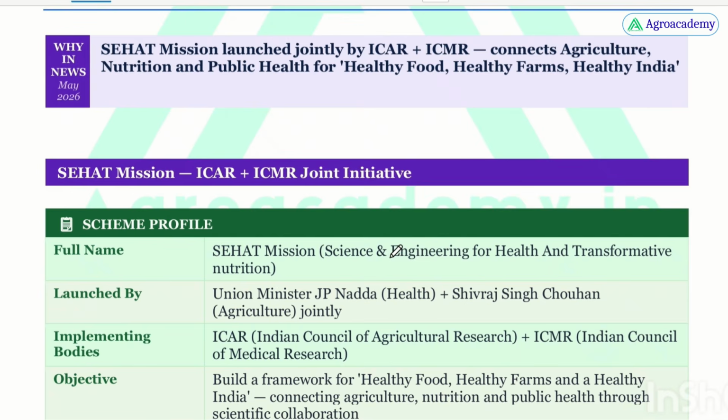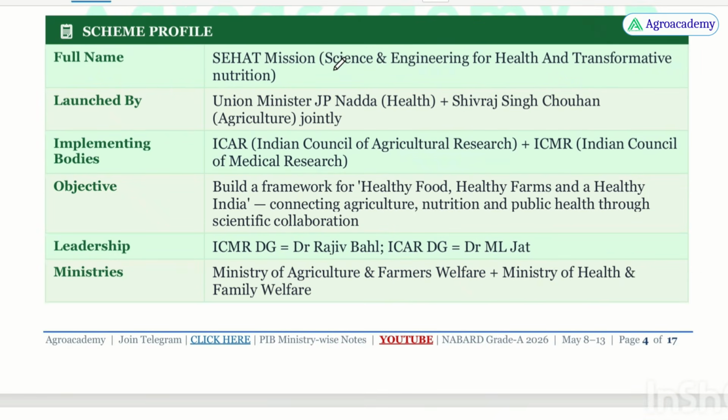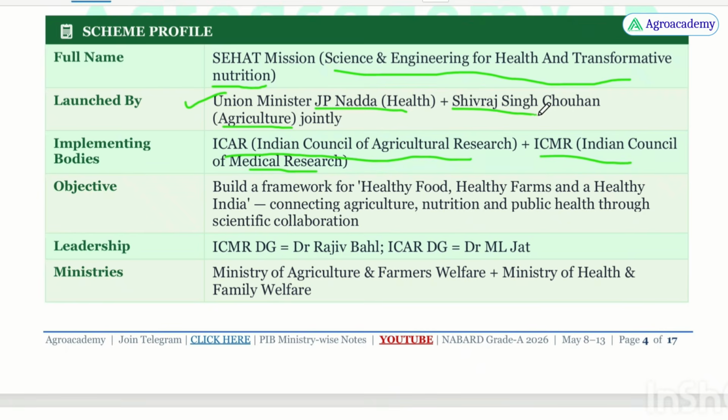Next comes the Sehat mission. Sehat stands for Science and Engineering for Health and Transformative Nutrition, which is jointly launched by ICAR, Indian Council of Agricultural Research, and ICMR, Indian Council of Medical Research. Here you need to remember the Union Ministers. The Union Minister for Health is JP Nadda, and for Agriculture, of course, you know Shivraj Singh Chauhan.